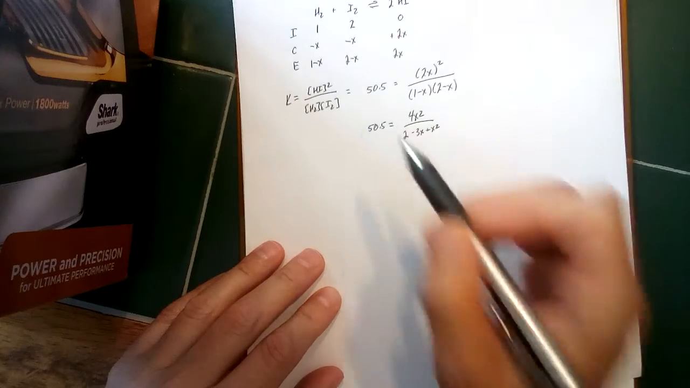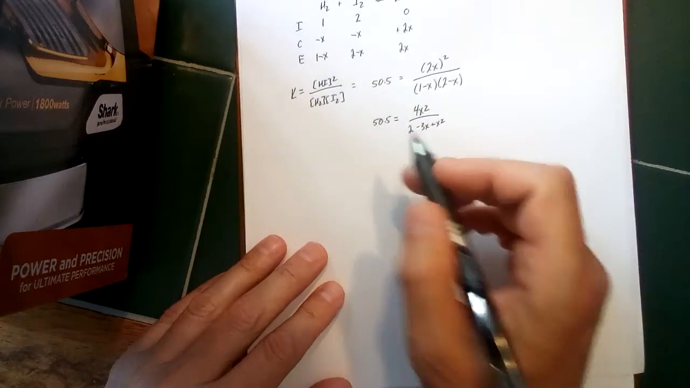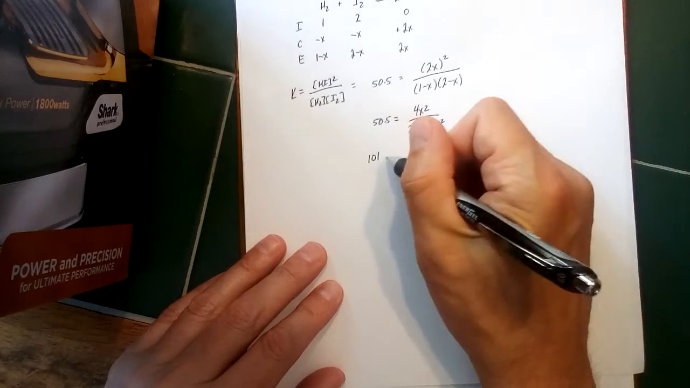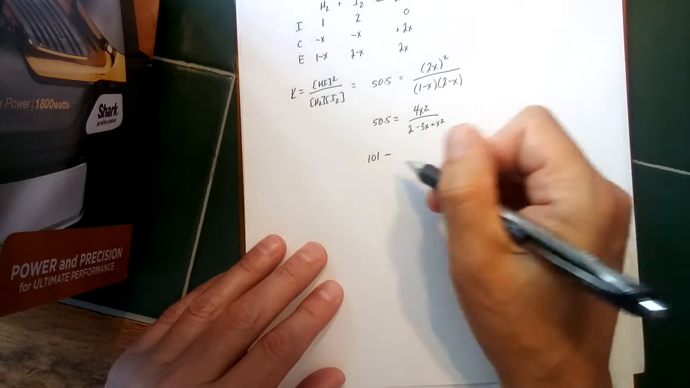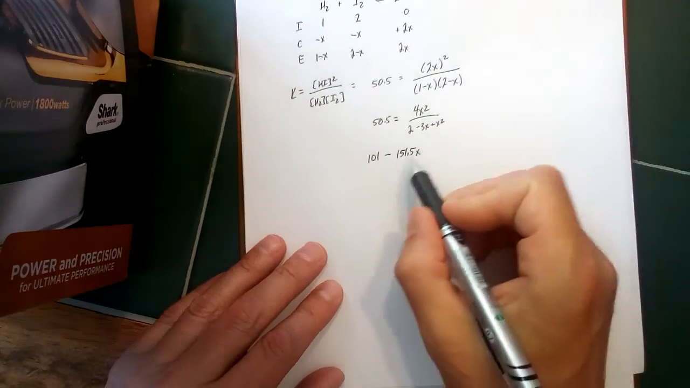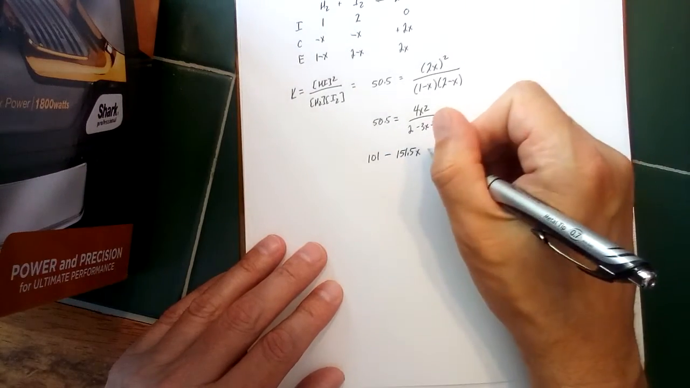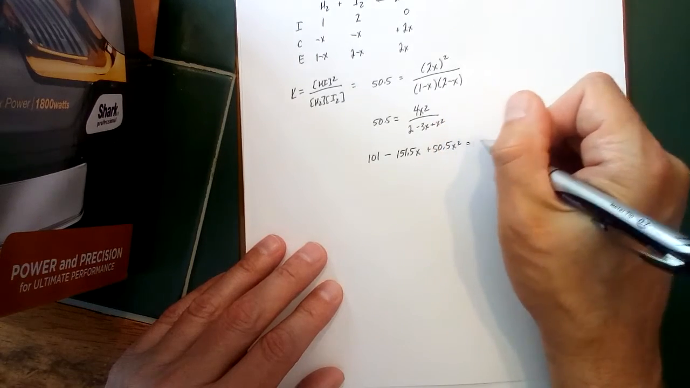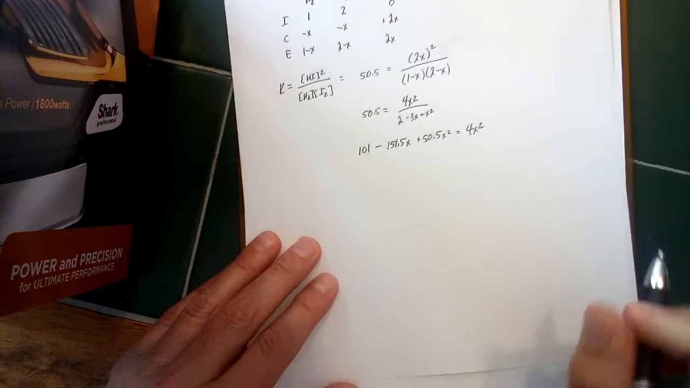So I'll cancel it out on the right. It'll end up on the left. So 2 times 50.5 would be 101, minus 3 times 50.5 would be 151.5, and that of course is times x, and then x squared times 50.5 would be 50.5x squared. That's all going to be equal to 4x squared.